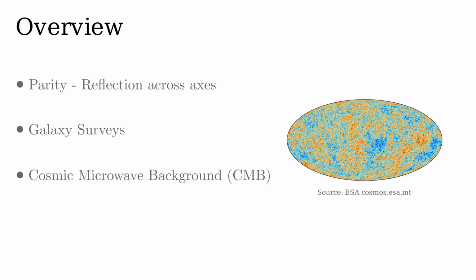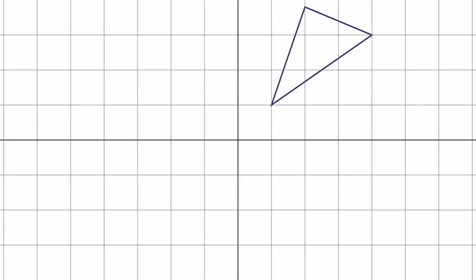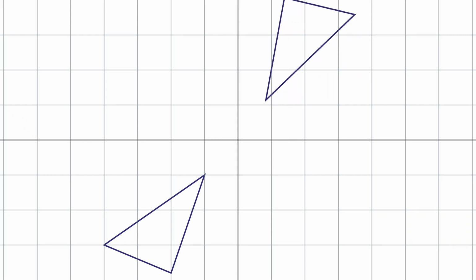Now, why would the dimensionality of the system matter? Well, let's consider a 2D shape like a triangle. If we were to perform a parity transformation on it, it would look like a reflection across the x and y axes. But if you look at this, you may notice that this is actually just equivalent to a 180-degree rotation.